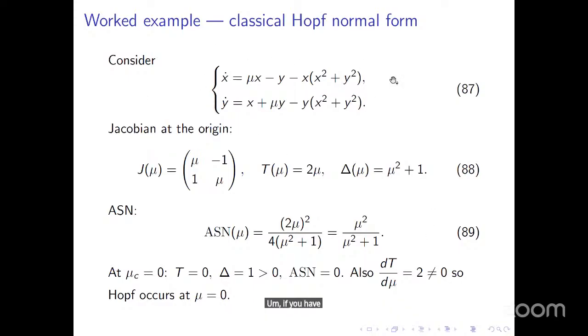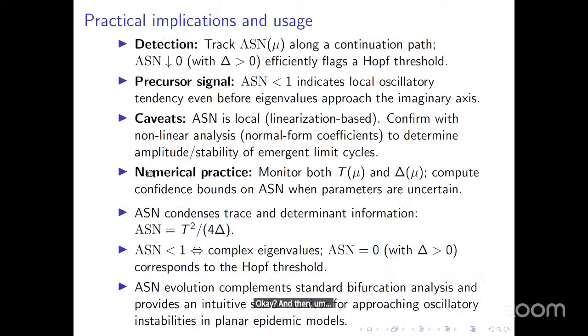If you have that dynamical system given by 87, then the Jacobian at the origin, we have our t and delta given by 88. So the orthogonal strength number in this case is going to be given by equation 89. Okay, and now let's see the practical implication and the usage.